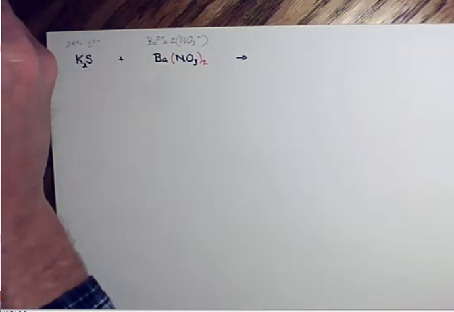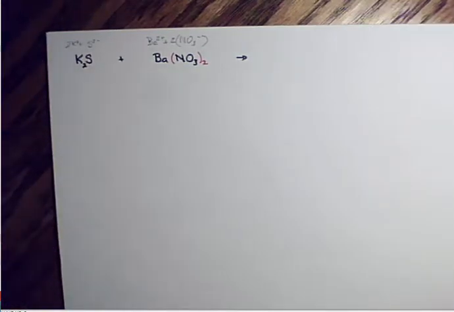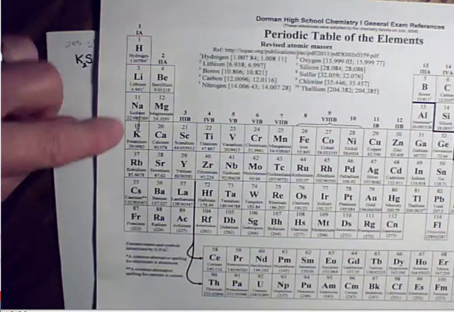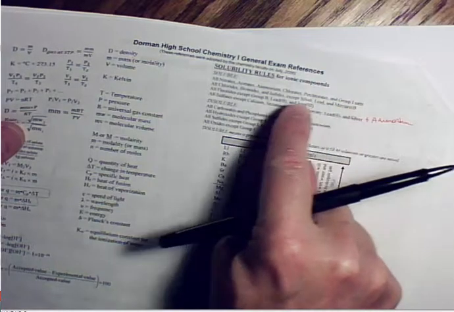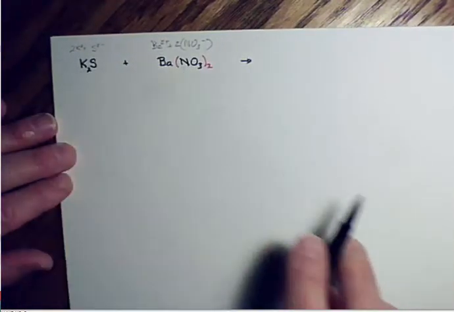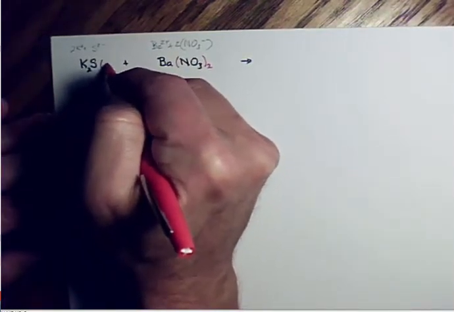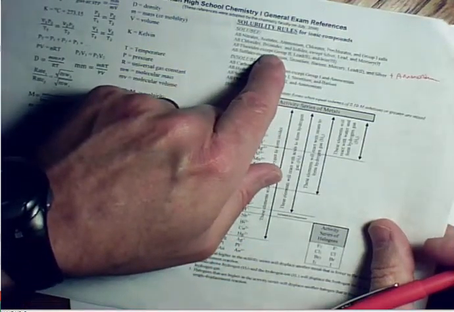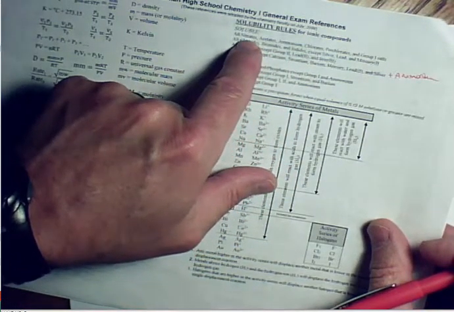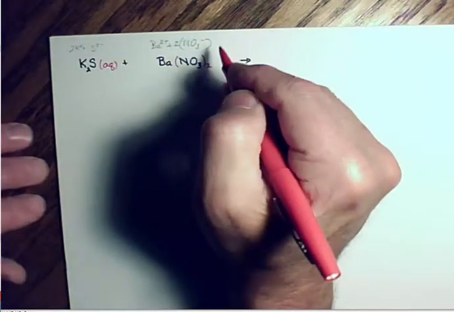These 2 compounds. So potassium is a group 1 metal. It's found right here in column 1. And it says on the solubility rules that all group 1 salts are always soluble with no exceptions. So this is going to be aqueous. Nitrates are also always soluble with no exceptions.